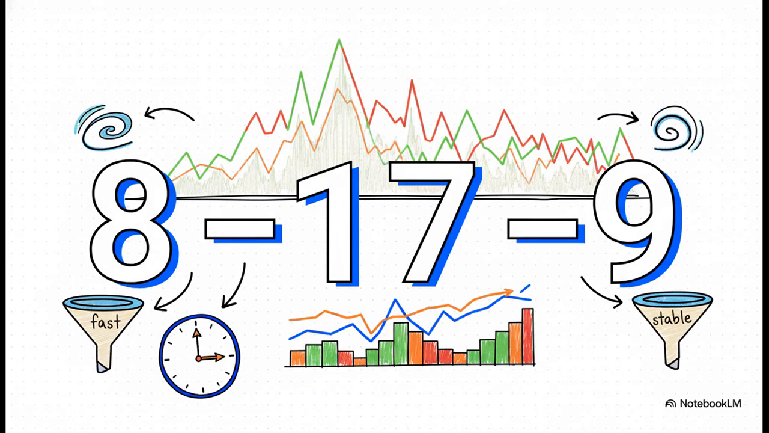So if you're sitting there wondering, okay, this is great, but where do I even start? Here it is. The 8-17-9 setting on a 5-minute chart. This is the best all-around starting point for the vast majority of day traders. It's fast enough to catch those intraday moves, but it's stable enough to filter out the worst of the market noise. Start here, and then you can adjust based on what you trade and your personal style.